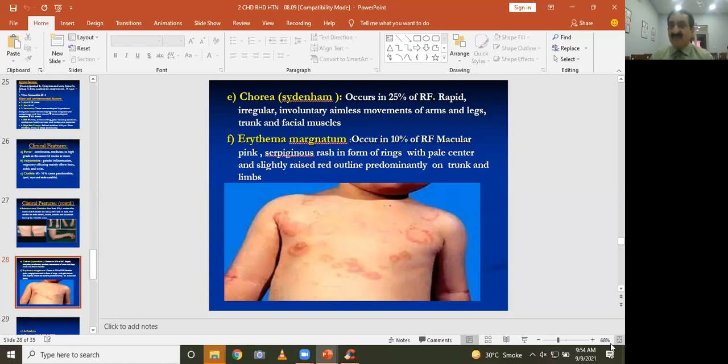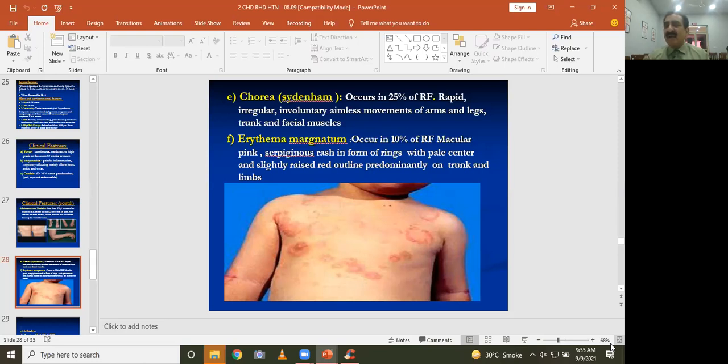Then the other symptom is erythema marginatum, a peculiar pinkish rash. It is macular, so the skin is not raised. There is a macular rash in the skin, a pink, serpiginous, irregular mark, and its edges are irregular. It appears in the form of rings, as you can see in this picture. Small rings of different sizes, from millimeters to centimeters.